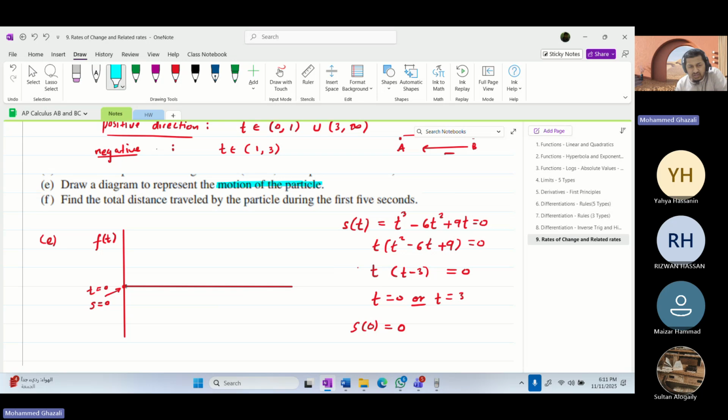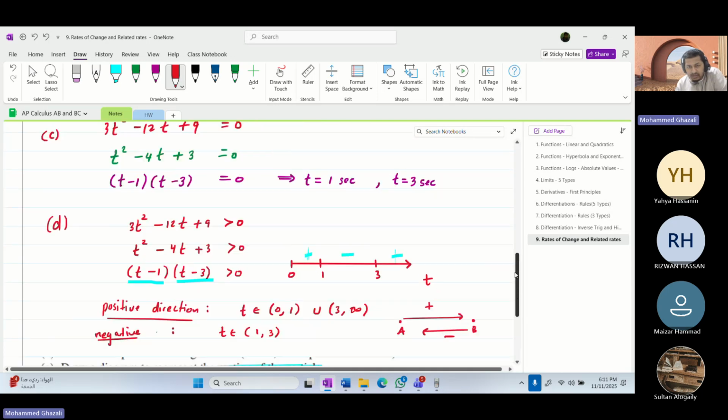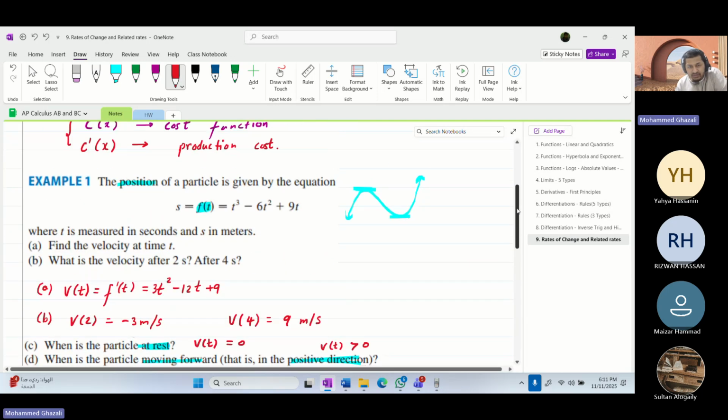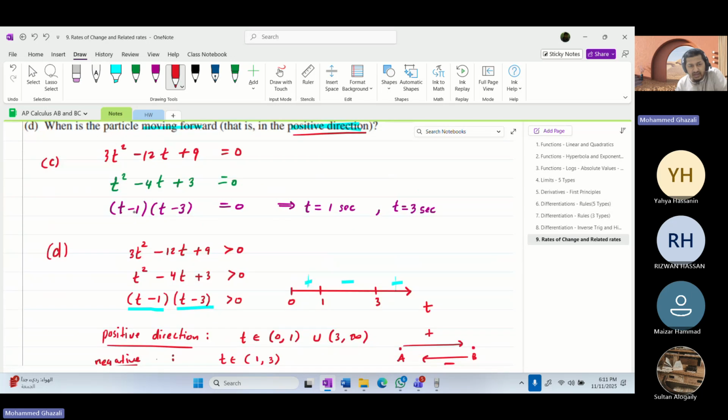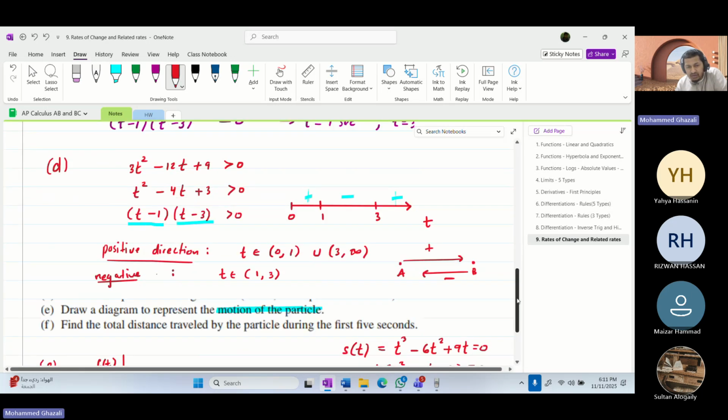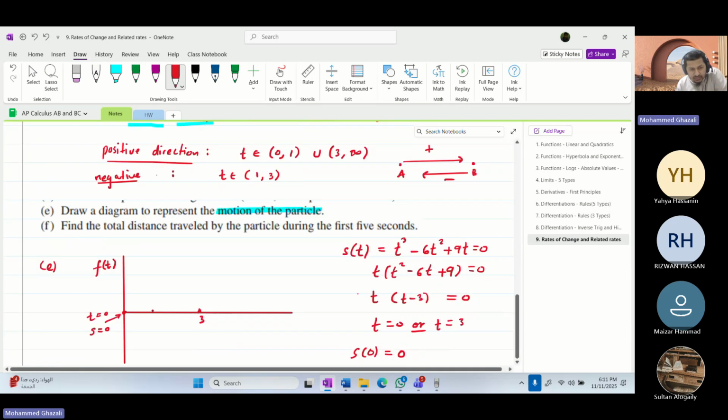And it reached a maximum at some point. So t equals 0 and t equals 3. We have t equal to 3 here as well, right? T is equal to 0 and then t is equal to 3. And then what happened? We found 1 and 3. 1 is somewhere around here.